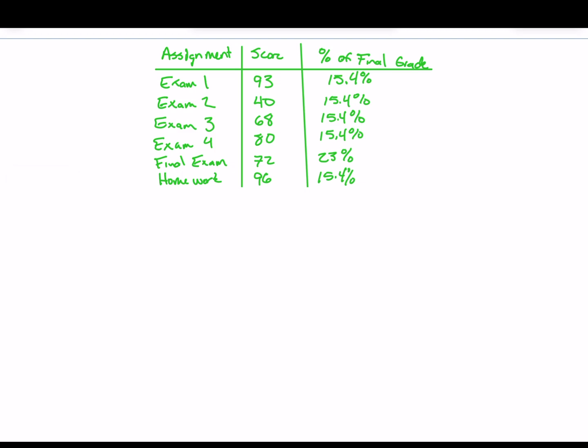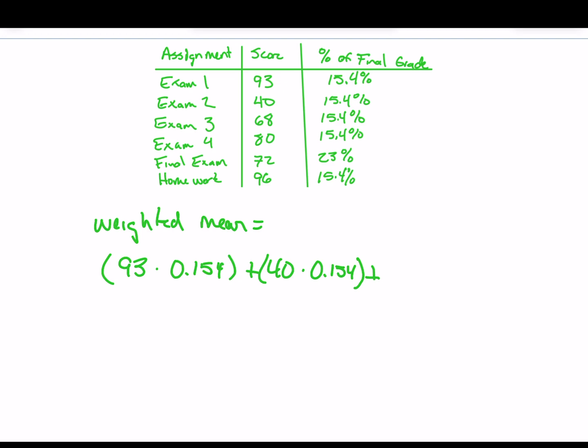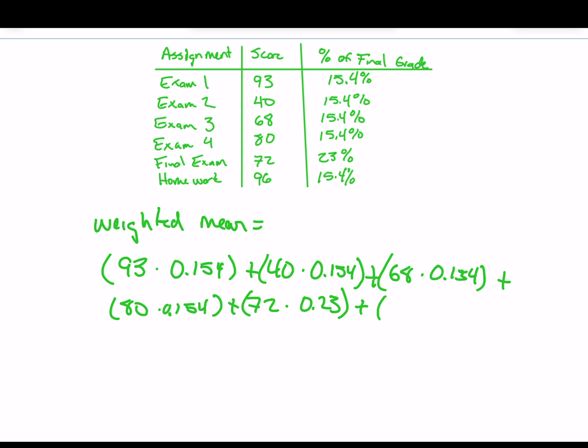So our weighted mean is equal to the score times the weight. So 93 times 0.154 plus 40 times 0.154 plus 68 times 0.154 plus 80 times 0.154 plus 72 times 0.23 plus 96 times 0.154.